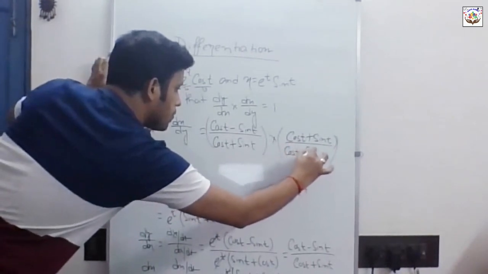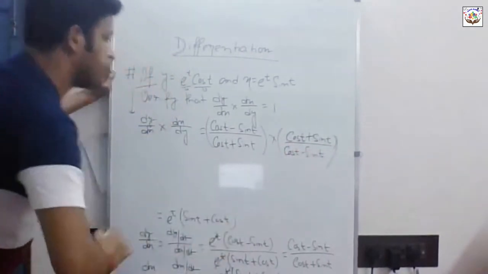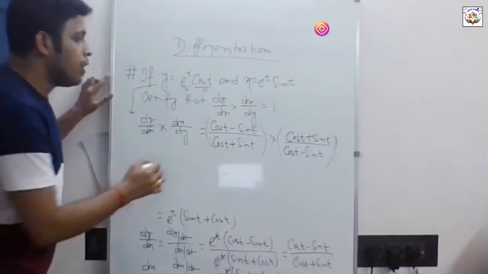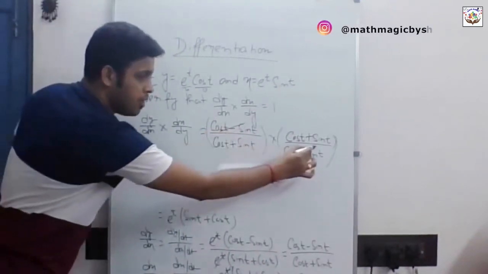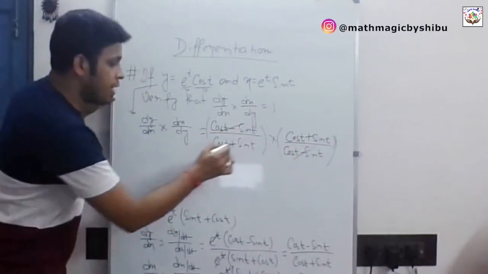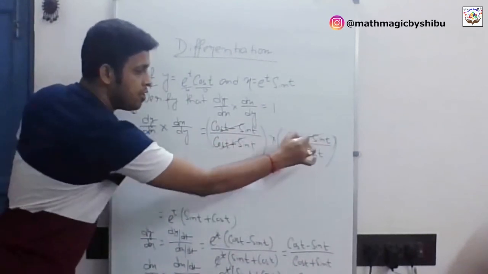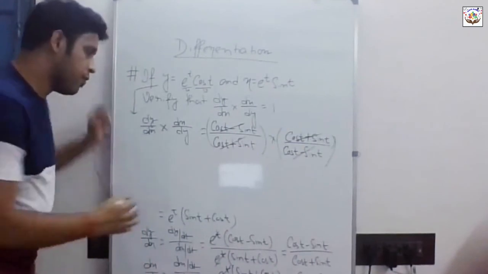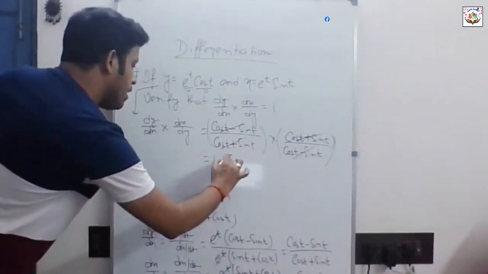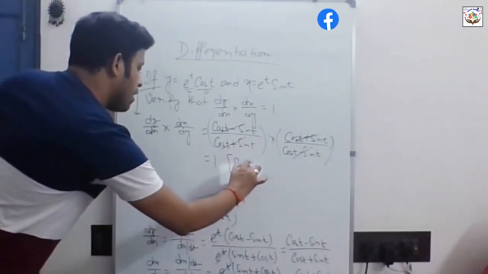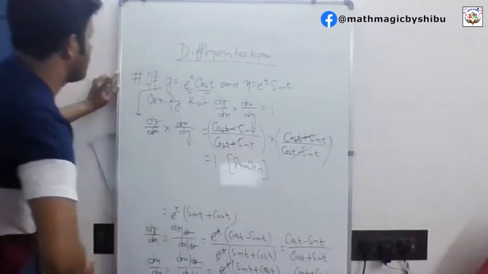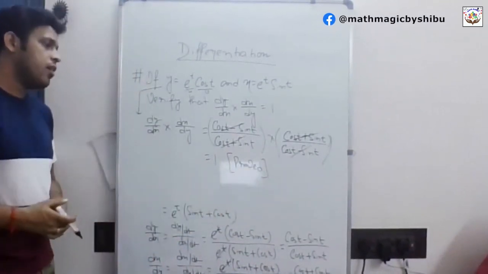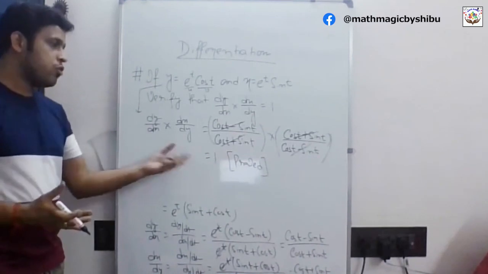Okay, so as you can see, we can cancel out this part with this one, and we can cancel out this denominator with this numerator. So we have 1 as the result. So we can easily verify that dy/dx into dx/dy would definitely be equal to 1.